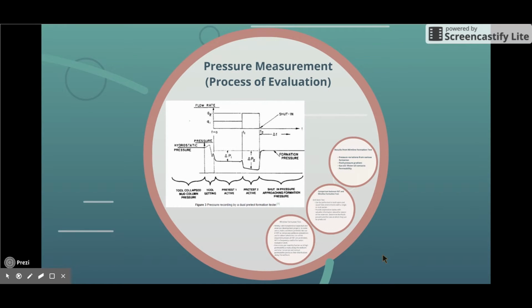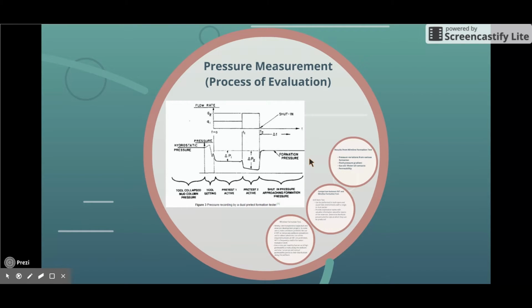As you can see in the diagram, it shows the typical pressure recorded in a reservoir. In this record, the time increases as it moves to the right, and the pressure and flow rate increase as it moves upwards. Initially, the equalizing valve is open and the recorded pressure is the hydrostatic mud column pressure.